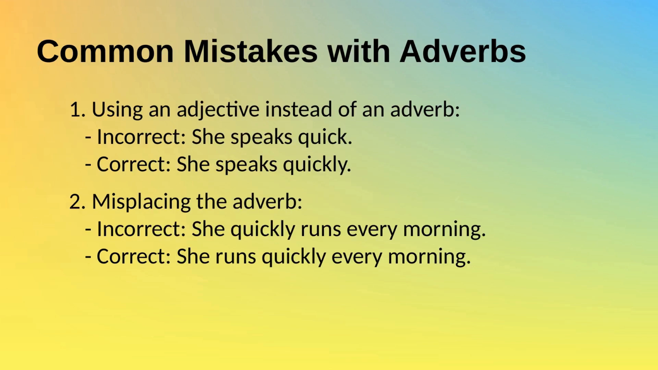Now let's address some common mistakes with adverbs. First, using an adjective instead of an adverb. For example, saying she speaks quick is incorrect. The correct version is she speaks quickly. And secondly, misplacing the adverb. For instance, she quickly runs every morning is not quite right. A better version is she runs quickly every morning.